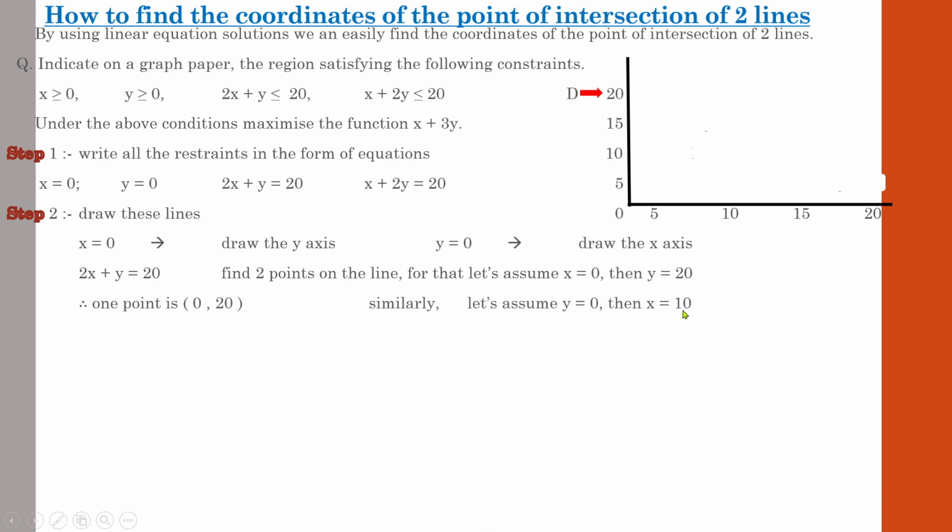So our point is 10 and 0 because x equal to 10, y equal to 0. So it is written like this. Remember the pattern of how x and y are represented: first one is x, second one is y. See, first one is x, second one is y. So 10 and 0 means you need to identify the point 10 on the x-axis. This is the x-axis. So we have found 2 points.